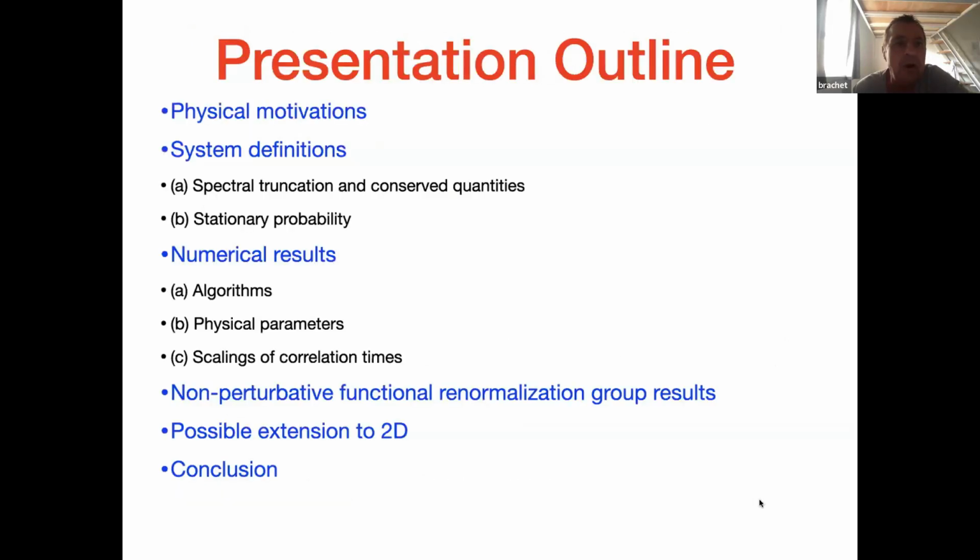So, okay, let me give an outline of my talk. I will first give the physical motivation, then the definition of the system, especially what we mean by spectral truncation and conserved quantities, and the stationary probability. Then I will briefly show the numerical results; the main results are about the scaling of correlation times. Then I will summarize the results from the functional renormalization group in 2D and in 1D, and then I will talk about possible extension to 2D systems and give my conclusions.